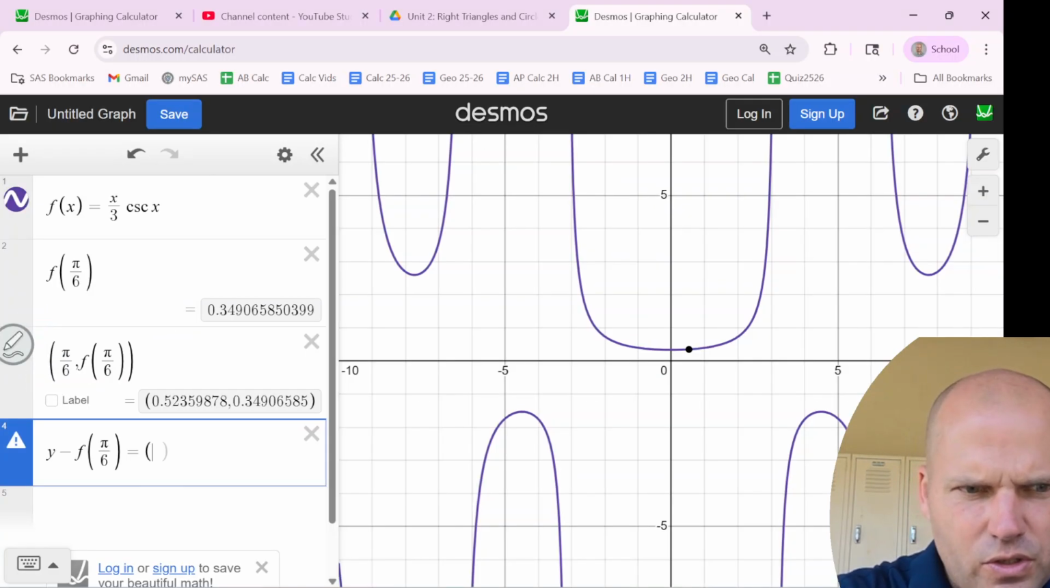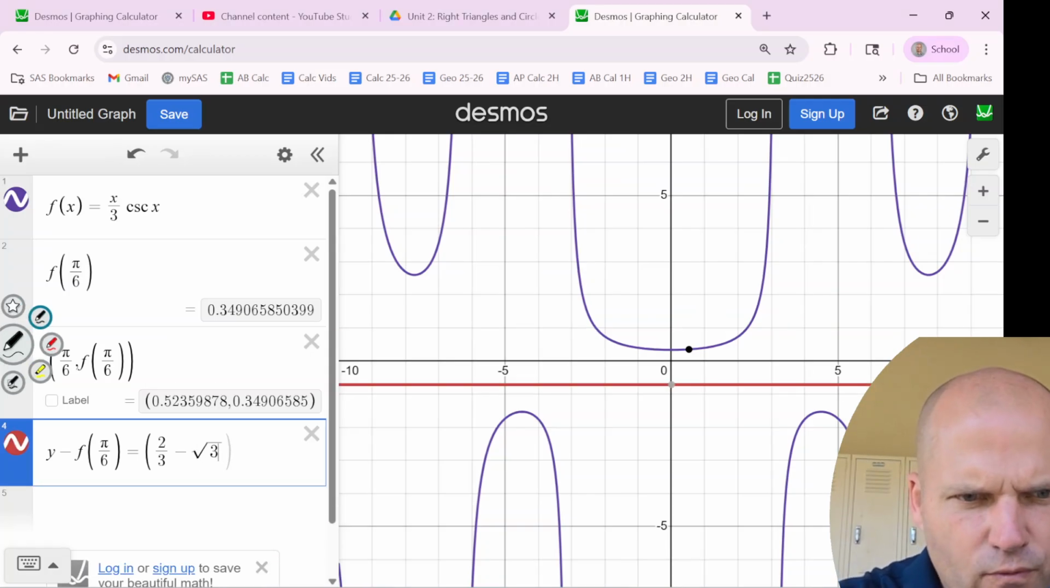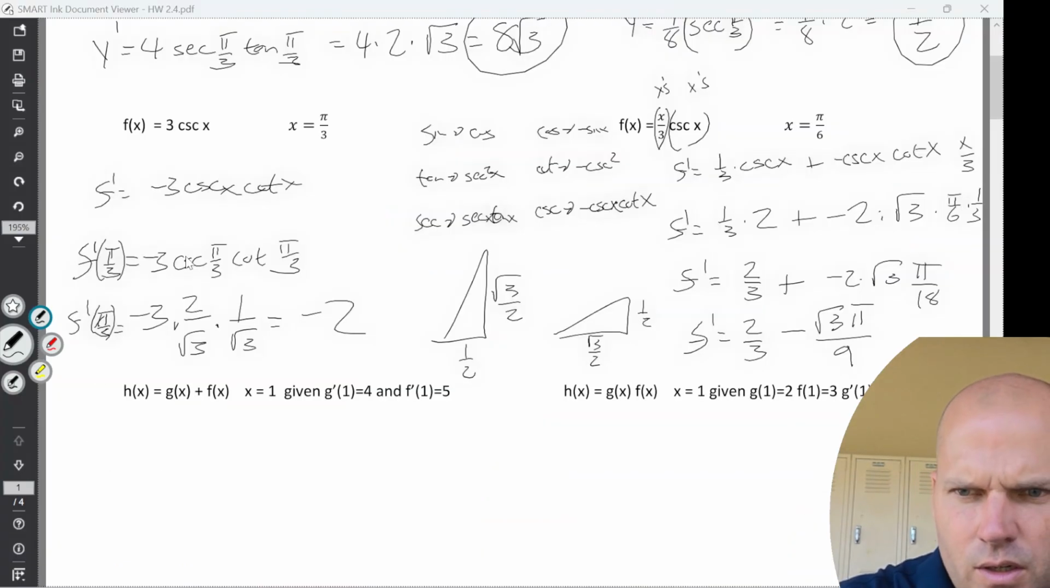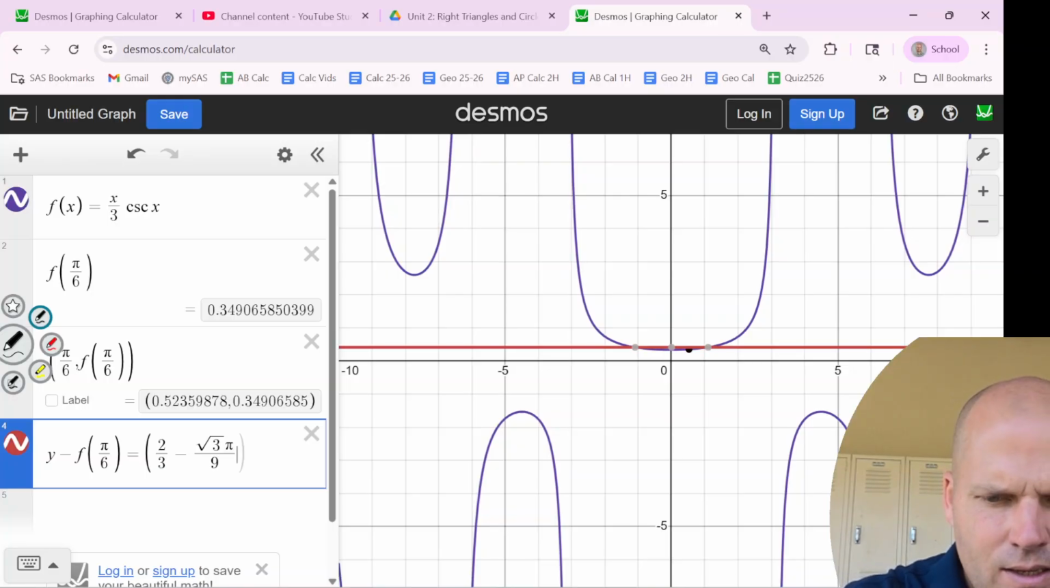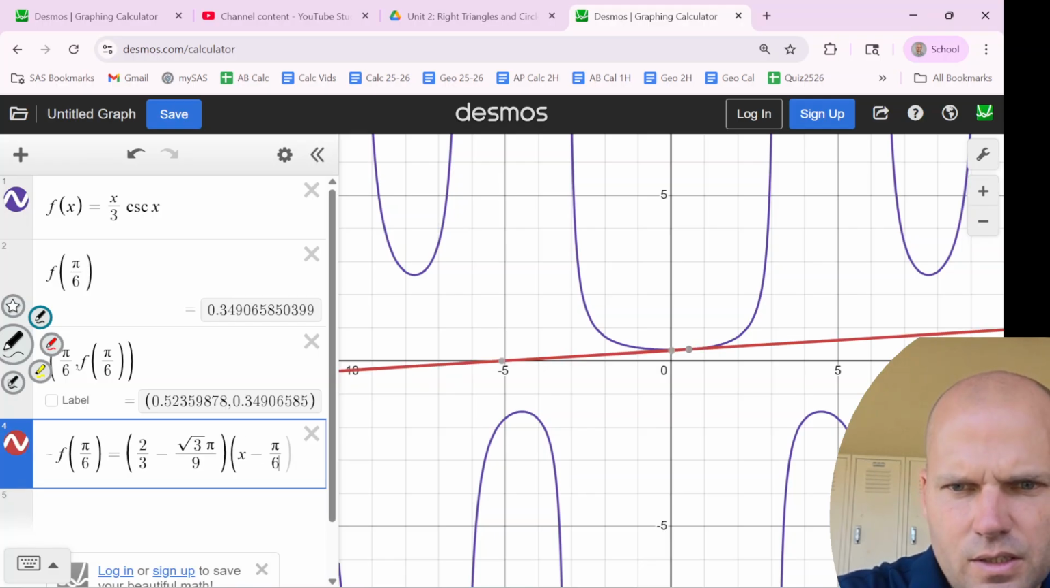was 2/3 minus square root of 3 pi over 9 times x minus pi over 6.